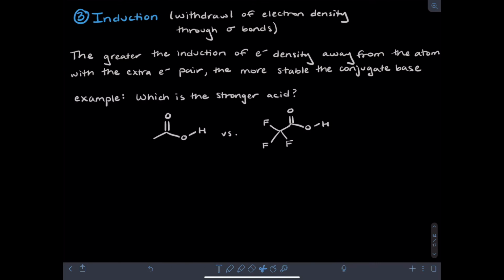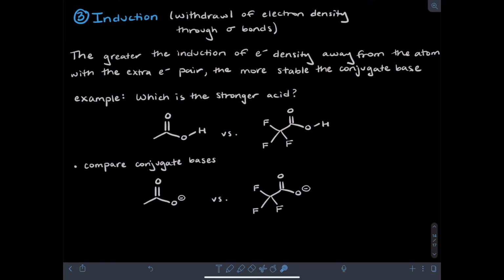So let's compare 2 different carboxylic acids. One where I have a carbon with 3 hydrogens, compared to one where I have a carbon with 3 fluorines. In each case, my conjugate base has an oxygen with a negative charge, and it has resonance with the C double bond O that it's next to. So that's a commonality between these two.